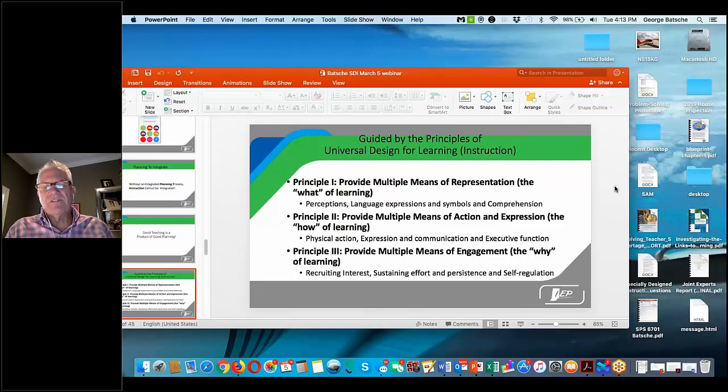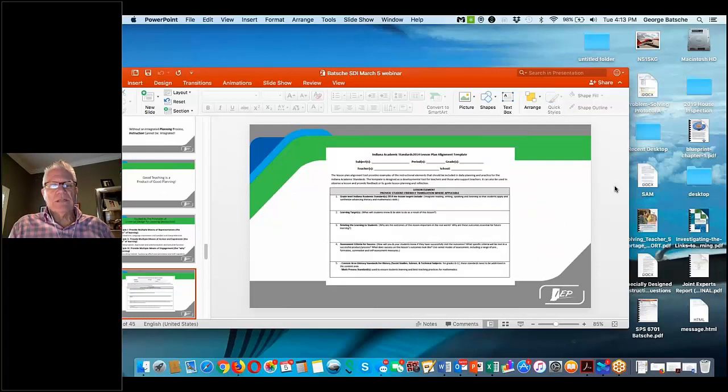How can I give the student multiple ways to demonstrate what that student knows, understands, and can do? And thirdly, how do I think about engagement for students who are more likely to have a predisposition, particularly in Tier 1, to disengagement? So those three things guide the lesson planning process.